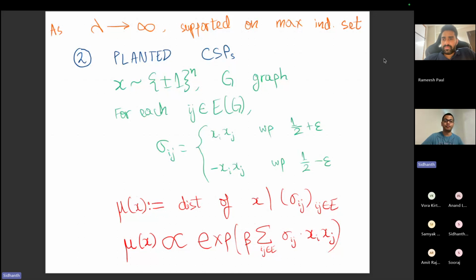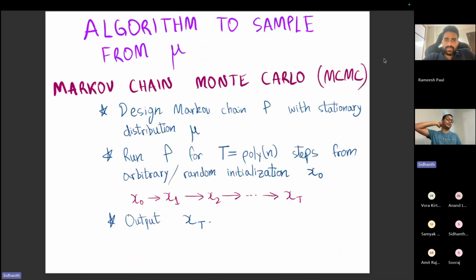Okay, so far, I guess I motivated the question of sampling from high-dimensional probability distributions and gave two examples: one arising from solutions to planted CSPs, and another arising from independent sets in a graph. Okay, so now that we've motivated sampling from distributions, what is the algorithm of choice for sampling from a distribution?